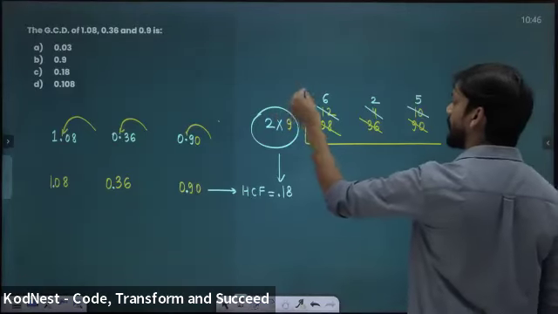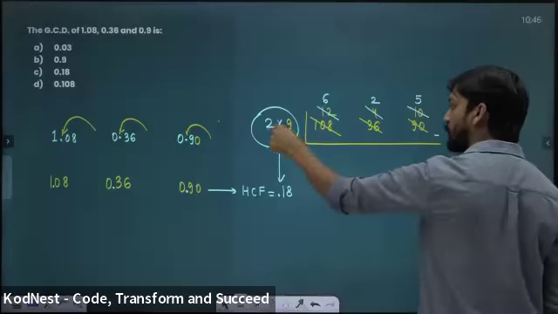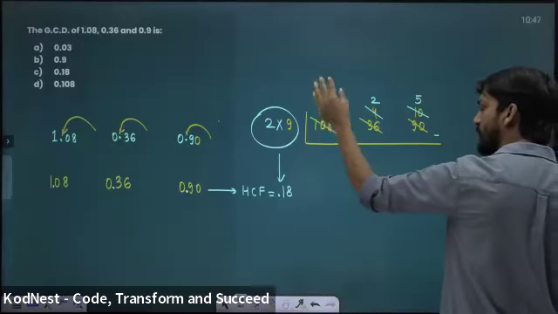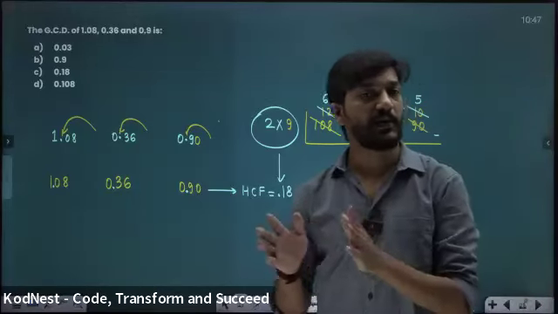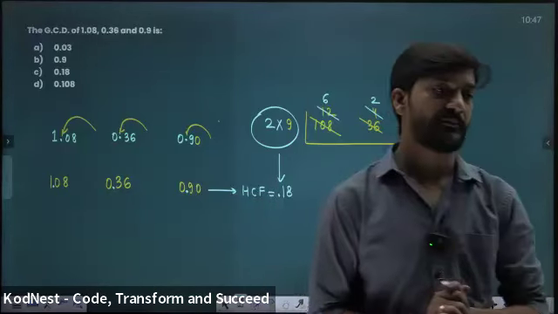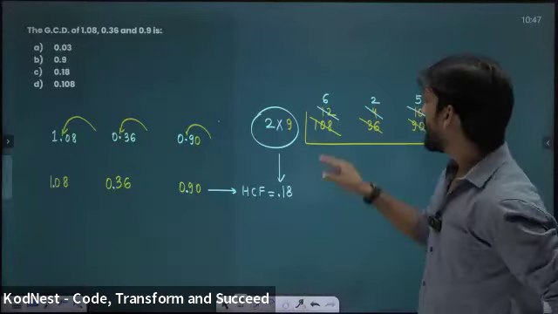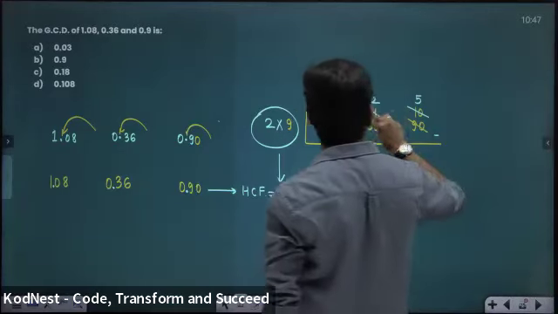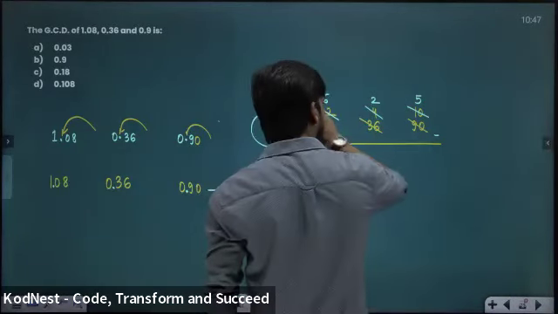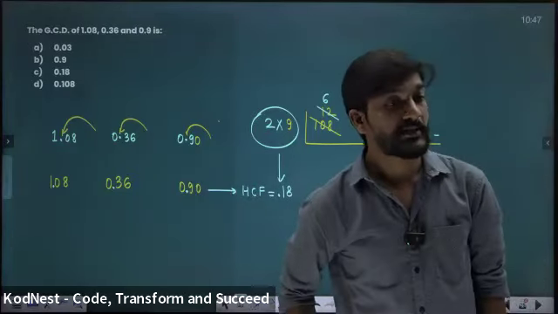Because 9 cancels all these numbers, 2 cancels all these numbers. That's why 18 is the highest common factor, because 18 will cancel out all. Okay, 18 will cancel out all the numbers. 18 into how much? 18 into 6, 18 into 2, 18 into 5. 18 cancels all of them. That's why 18 is HCF.